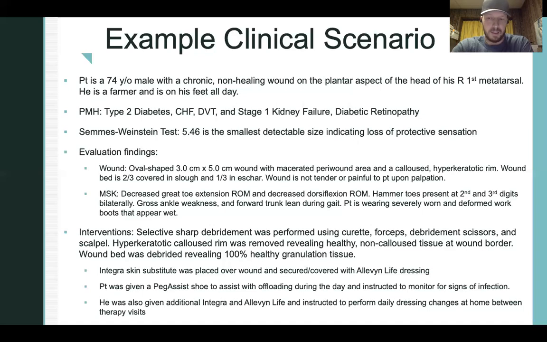And the Allevyn Life has a shearing component where it's multi-layered, and it responds to shear a lot better. And then you wouldn't have to secure it with wound tape. We gave him a peg assist shoe and took out the pegs to offload that first metatarsal head. And we instructed him to wear it during the day and monitor it for signs of infection when he was changing his dressings. We gave him additional dressings, Integra and Allevyn Life. We instructed him how to perform his daily dressing changes at home between his therapy visits and to monitor that for signs of infection.